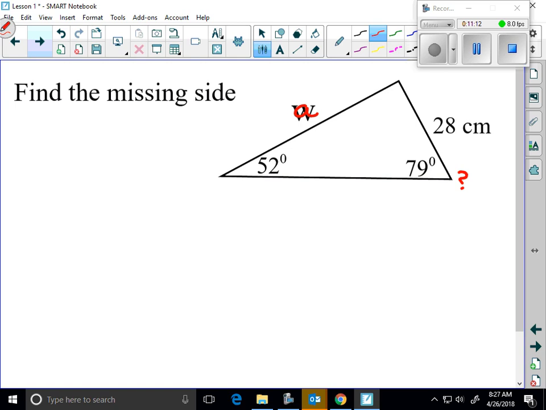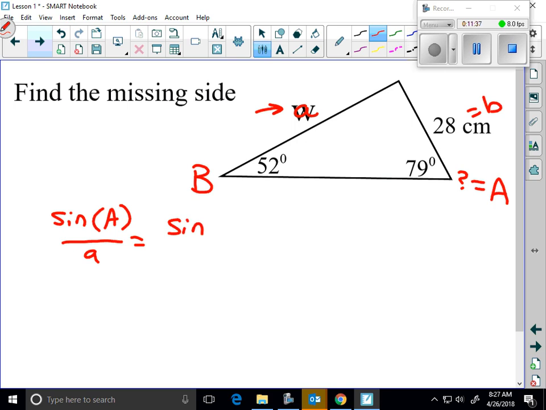Right here. What angle would that be? If we call this side A, that has to be angle A. The angle is always across from its lowercase letter side, right? So if I called this angle B, this would have to be side B. All right, so if I write out our formula, sine of A over A equals sine of B over B. I can replace these values with what we know.